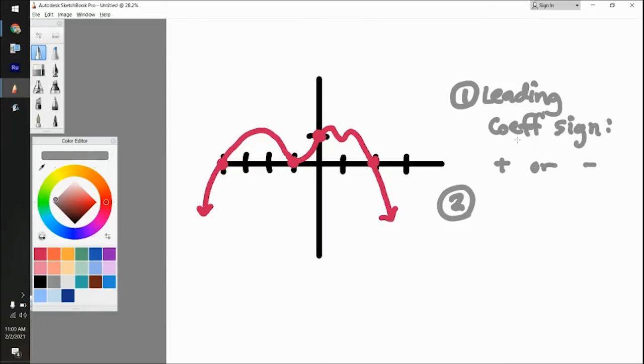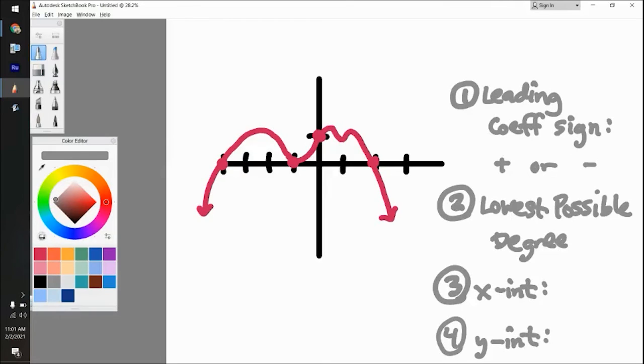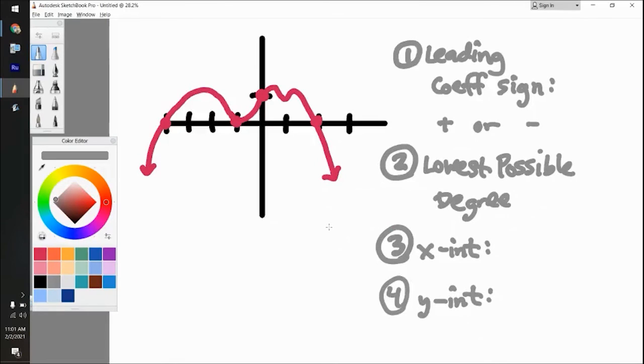Number 2 is, what is the lowest possible degree? Okay, make sure you write down how to do that because you can use that formula tomorrow in your notes. All right, what are the x-intercepts? What are the y-intercepts? Okay, 4-question quiz asking all those things. Take a couple minutes to answer that out.